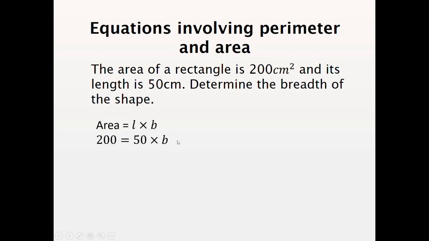Okay, so I need to get the breadth alone. So I'm going to take 50 over. It was being multiplied, now I'm going to divide. So 200 divided by 50. So my breadth is equal to 4 centimeters. Okay, let's do something a little bit more tricky.